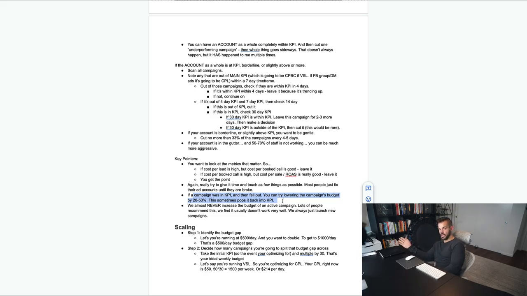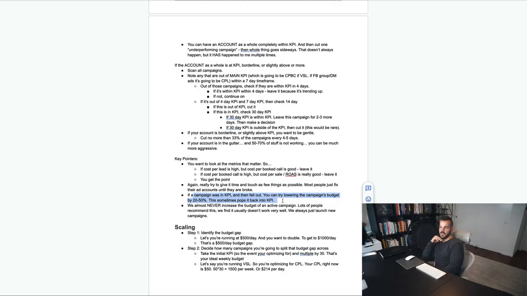from anywhere from 20 to 50%. It really depends. Obviously with a higher budget you're going to do a lower percentage, and with a lower budget you're going to do a higher percentage. If we have a campaign at $1,000 a day and it was working for a long time and just fell out of KPI, we may take it down to $500 a day. If it's a campaign at $500 a day, we might take it down to 300 or even 250. If it's at 100, you don't really want to lower it at that point. Anything below 100 is too low.